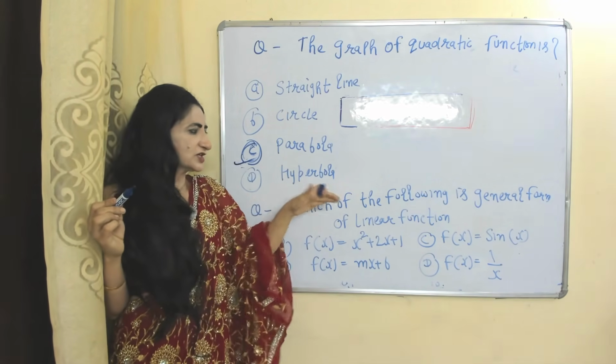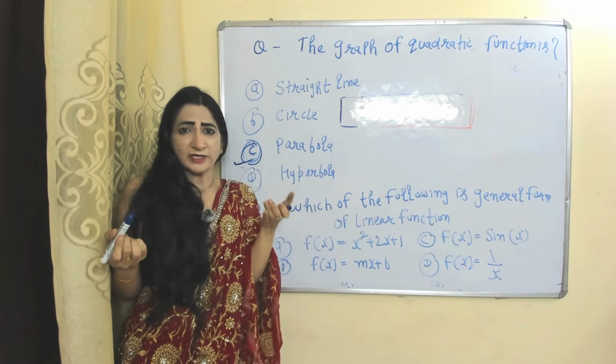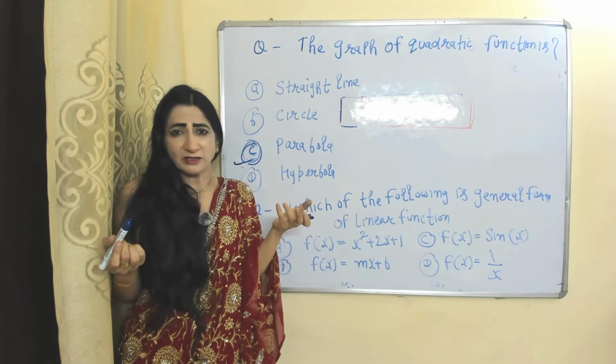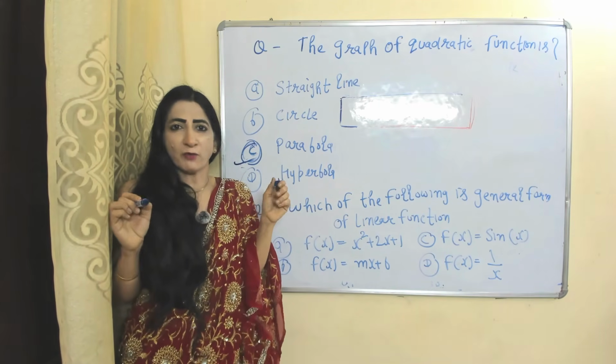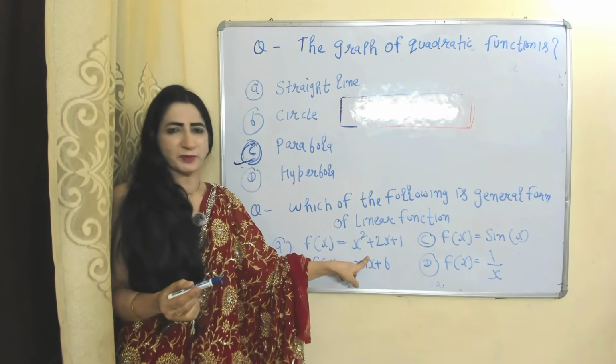Which of the following is the general form of a linear function? As we know, in case of a linear equation or linear function, the variable has highest power 1. So our right option is B, where variable x has highest power 1.